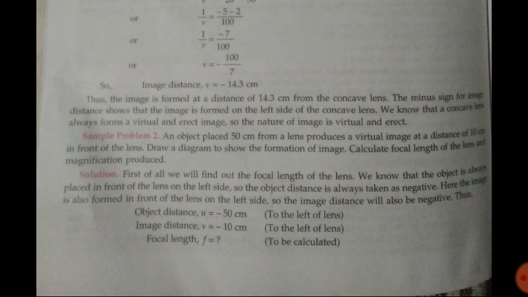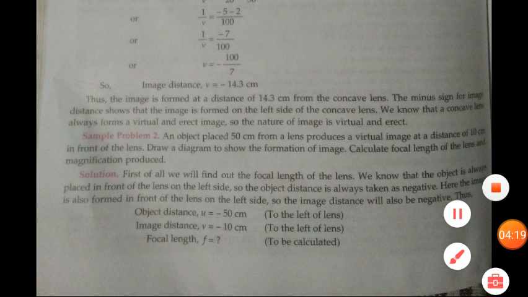Then we have the second problem. An object placed 50 centimeter from a lens produces a virtual image at a distance of 10 centimeter in front of the lens. So here we have been given u and v. It says to draw a diagram to show the formation of the image, and calculate the focal length of the lens and the magnification produced. So u is given as minus 50, v is given as minus 10, and f we have to find out. For that we will use the lens formula.